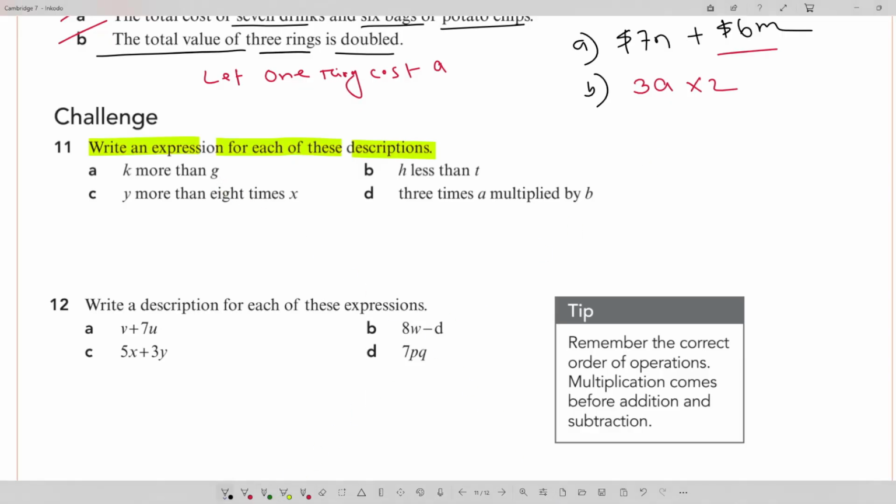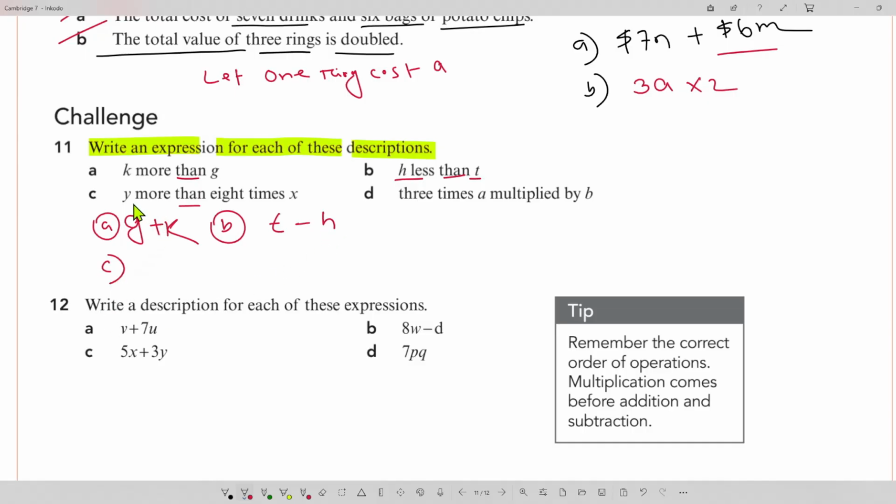So one thing you have to understand: here is mentioned "then", here is also "then", here is "then", and here "then" is not available, but you have to understand what "then" means. K more than G means J plus K. This is number A.